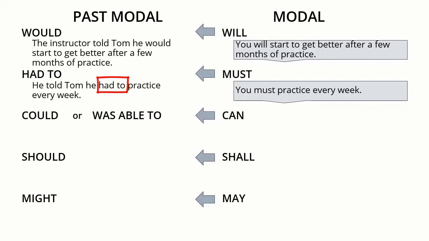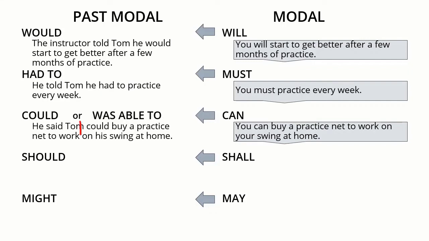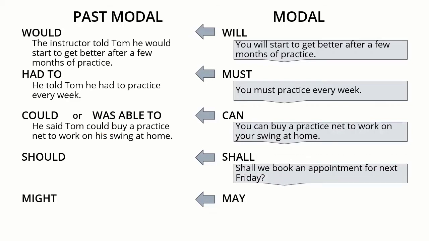The can example, you can buy a practice net to work on your swing at home. He said Tom could buy a practice net to work on the swing at home. Shall we often use in questions in the first person. Shall we book an appointment for next Friday?